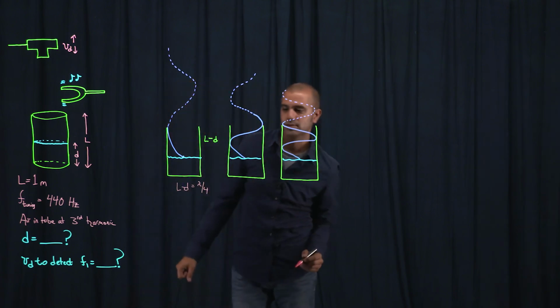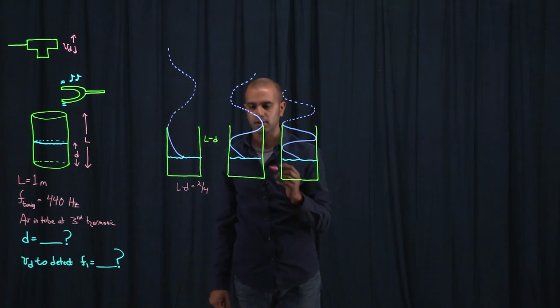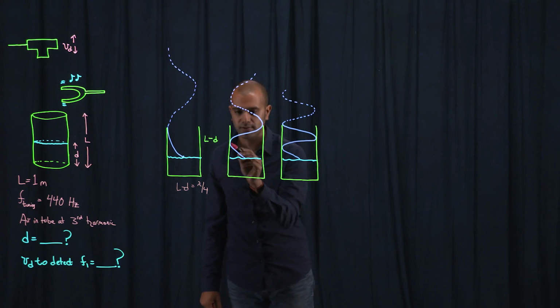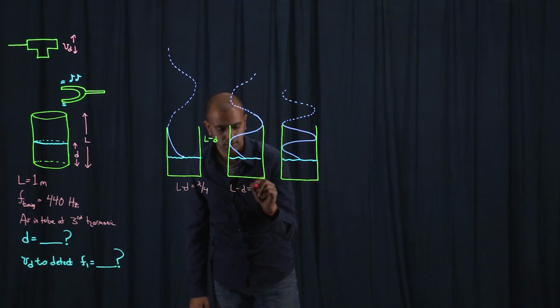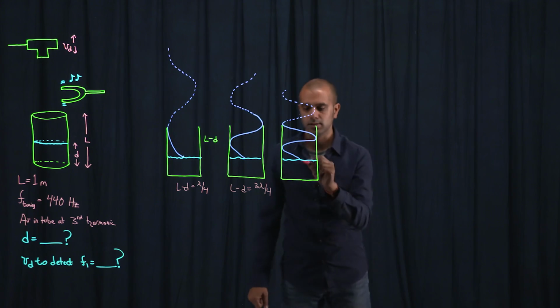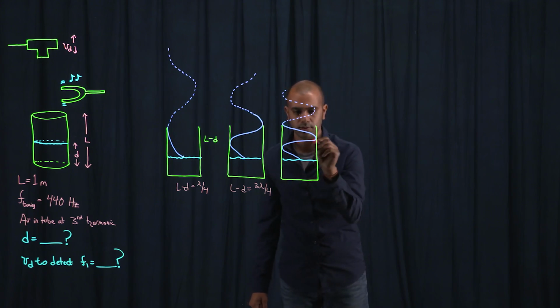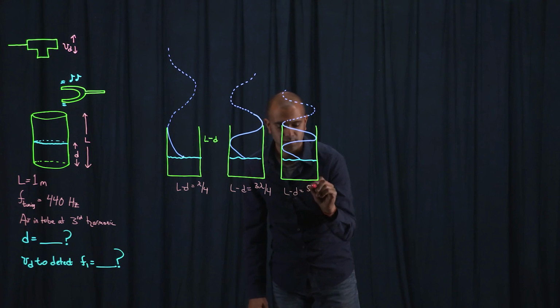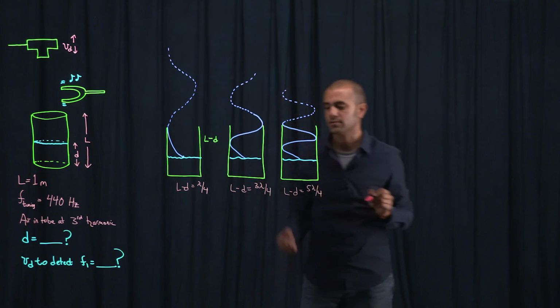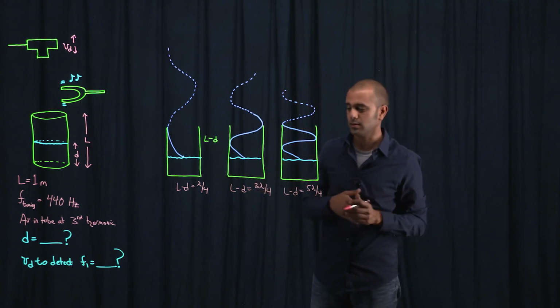What about the second case? In this case, we have a quarter wavelength, one more quarter, and then one more quarter. So we have 3/4 of a wavelength equals L minus D. And then in this last case, we have 1/4, 2, 3, 4, and 5/4. The pattern is obvious. Each harmonic occurs for an odd multiple of a quarter wavelength.